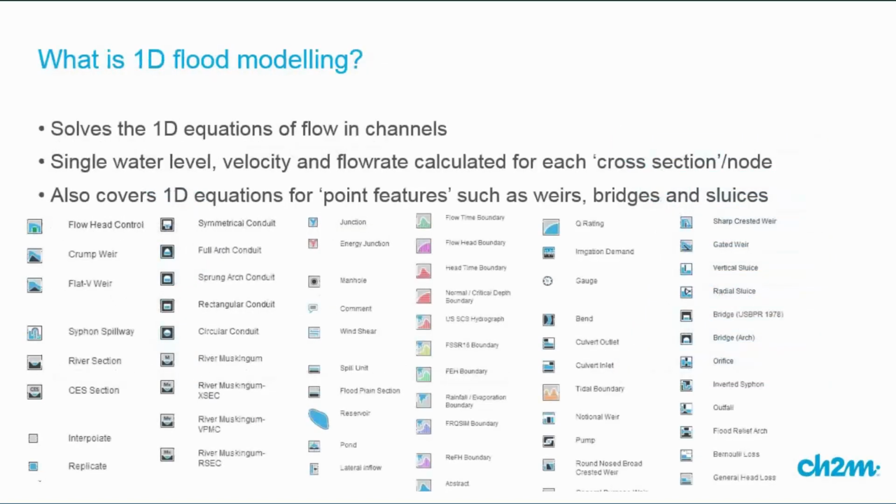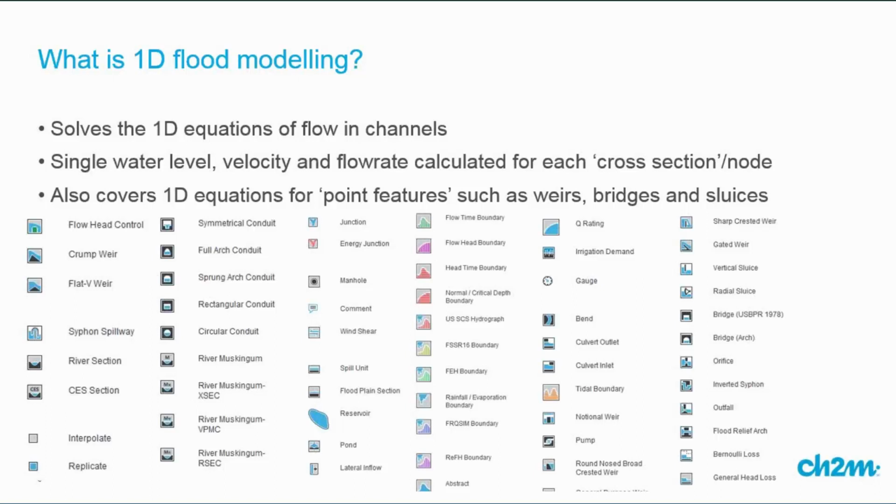Now, a key part of deciding on the approach is deciding whether you can do 1D or 2D modelling. So let's start by just explaining a little bit about what 1D modelling is. Well, 1D modelling generally refers to solving what's called the one-dimensional equations of flow in channels, and these equations look at the conservation of mass and conservation of momentum.